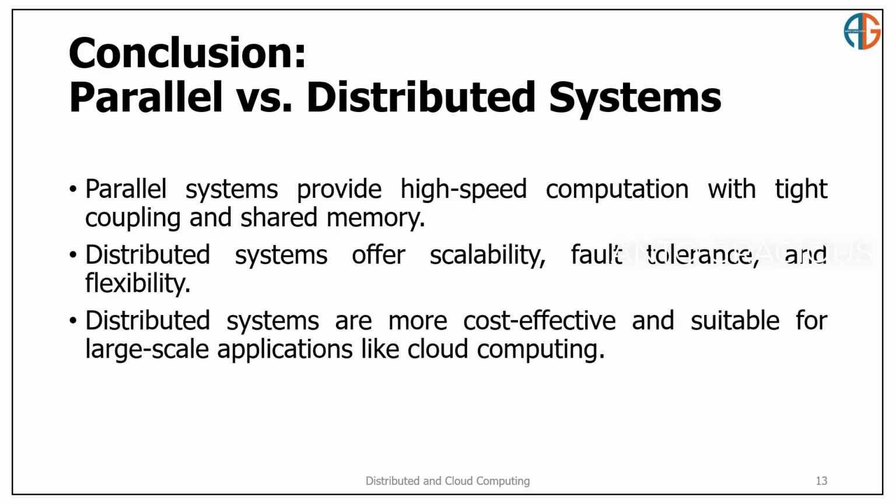As a conclusion, parallel systems offer immense computational speed and are tightly coupled, ideal for tasks requiring massive processing power. Distributed systems excel in scalability, flexibility, and fault tolerance, making them perfect for cloud computing and internet-based applications. While both systems are powerful, distributed systems are often proven to be more economical and scalable, driving much of today's cloud infrastructure and large-scale computing solutions.